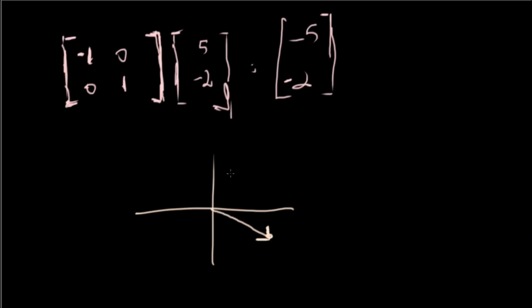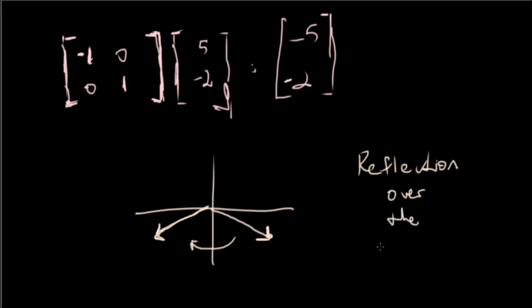And then it becomes -5, -2. So now it looks as though the matrix -1, 0, 0, -1 has the property of a reflection over the y-axis. All right, so these are pretty straightforward, pretty simple. We can get much more complicated.